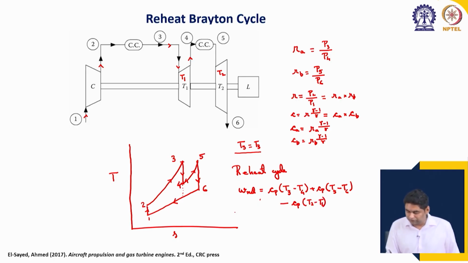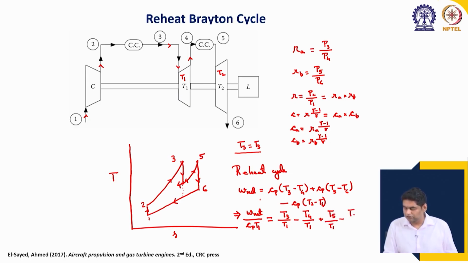So, then this is the net specific work output. In the non-dimensional form, remember we non-dimensionalize by C P T 1, the inlet energy. So, C P will get cancelled and we will be left with T 3 by T 1 minus T 4 by T 1 plus T 5 by T 1 minus T 6 by T 1 minus T 2 by T 1 plus 1.